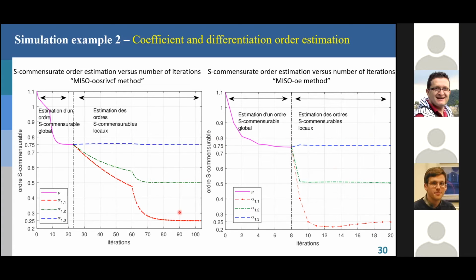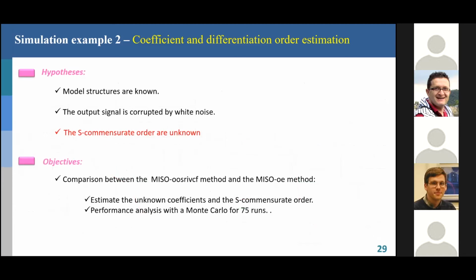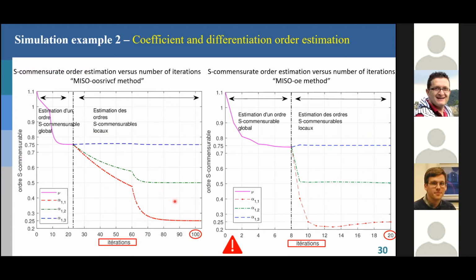You can see here, but the main difference between the two methods is the number of iteration. We can see here that the MISO OO methods converge faster than the MISO OSRVCF methods.